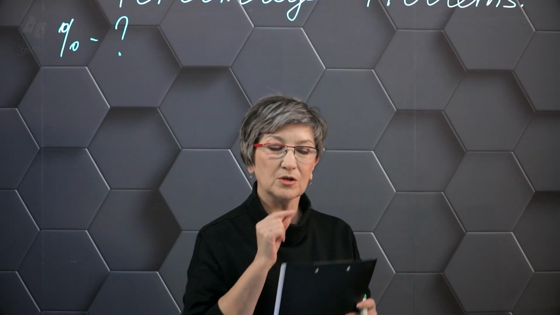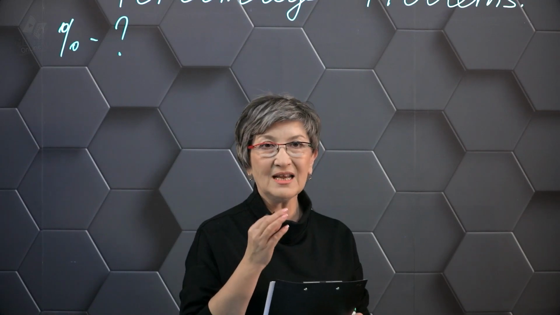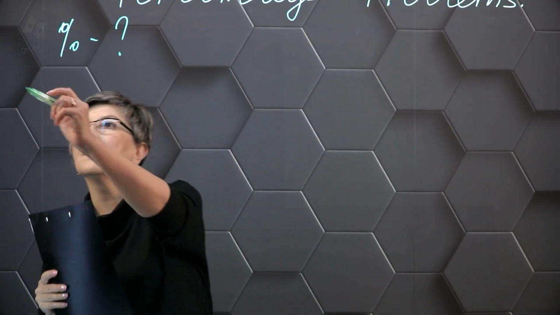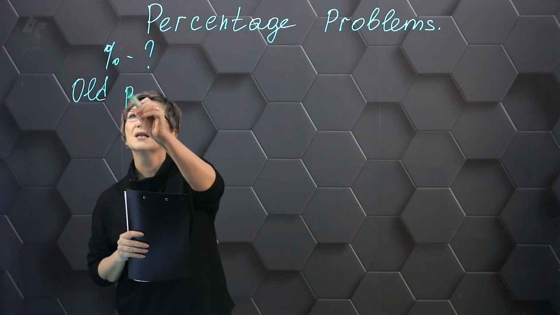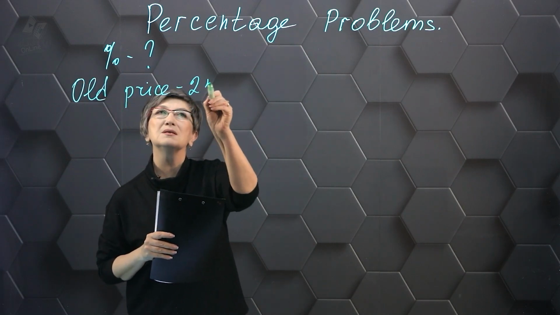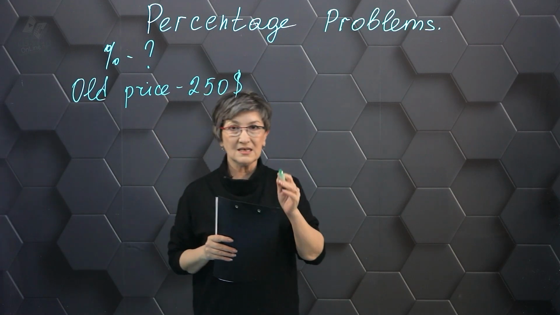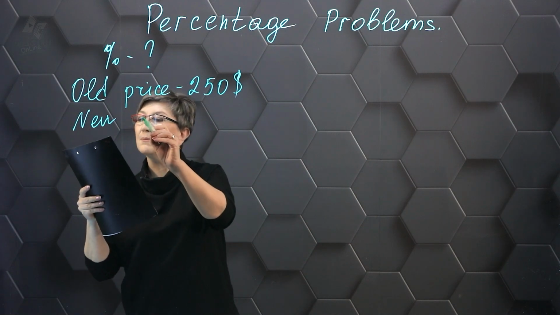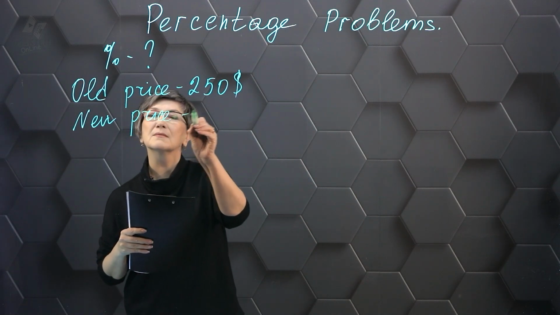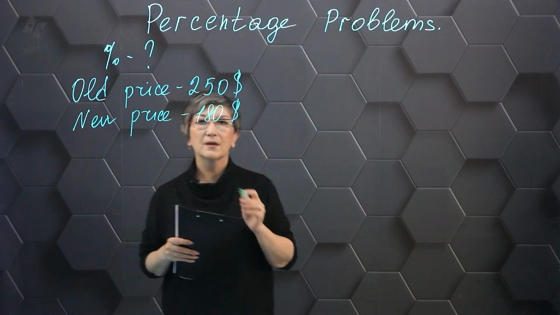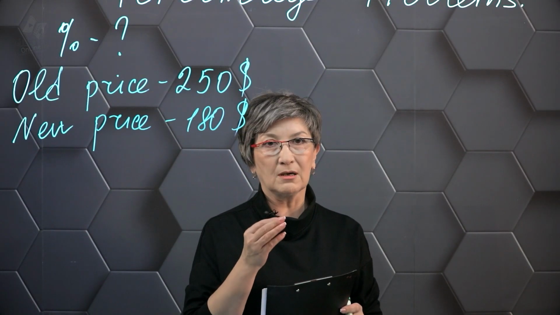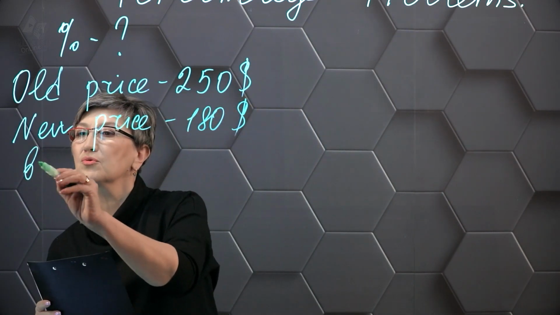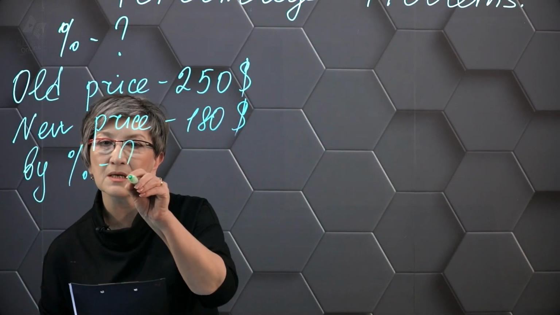Let's analyze one more problem. So, the original price was $250. I'm going to record this as the old price. So I'm going to write down the original price. The cost was $250. Then that price went down to $180. Question: by how much percent did the cost of the product change? That is, I am writing by how much percent did our cost change.